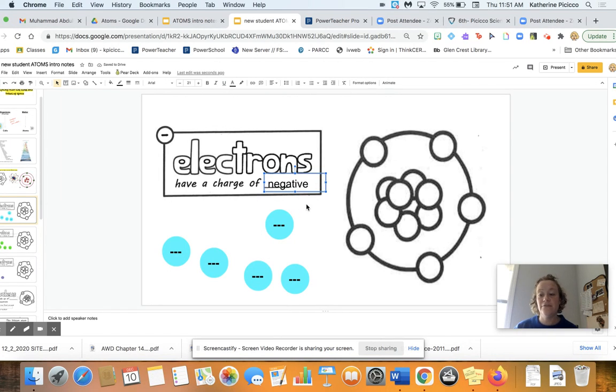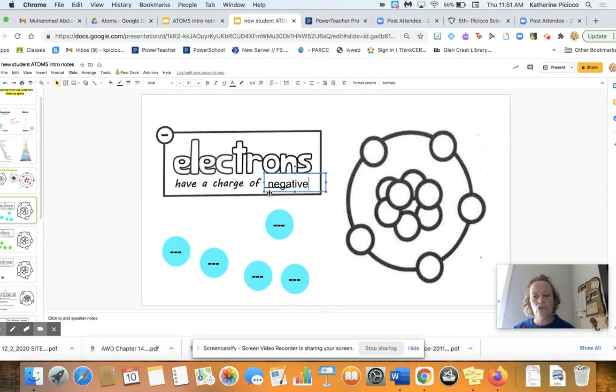a negative charge. So the way I think about it is that when I hear electrons, I think electricity. If you were shocked with a bolt of electricity, or people always say, don't go near electricity, right? It's dangerous. It would be a negative experience. So that's how I remember electrons are negative.